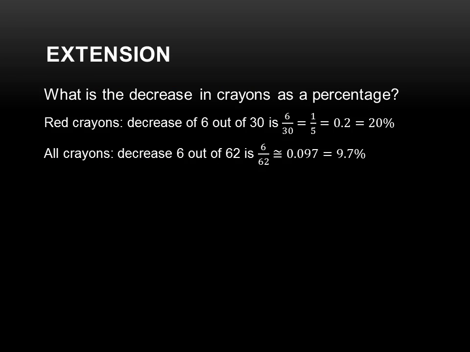My extension to the problem is to find the decrease in crayons as a percentage. For red crayons, the decrease was 6 out of 30, which reduces to 1/5, which is equal to 20%. For the total crayons, the decrease was 6 out of 62, which is about 9.7%.